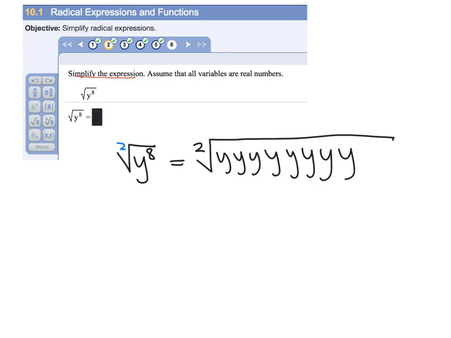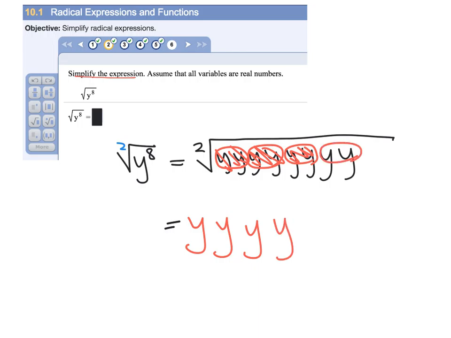So here's the idea. Whenever this is a 2, this means you can circle 2 y's and take 1 out. Circle 2 y's and take 1 out. Circle 2 y's and take 1 out. Circle the 2 y's, take 1 out, and then in.